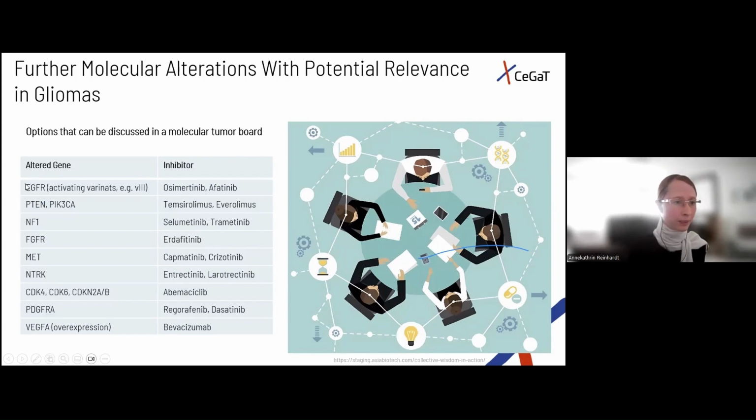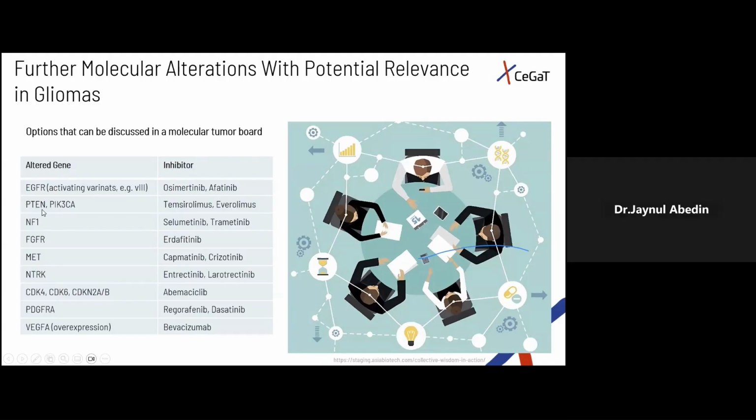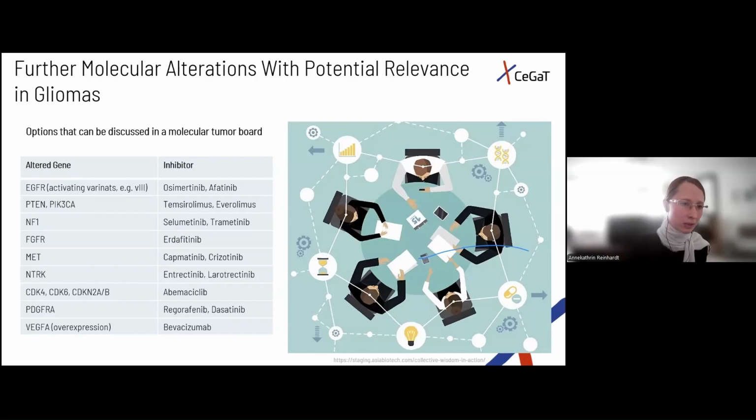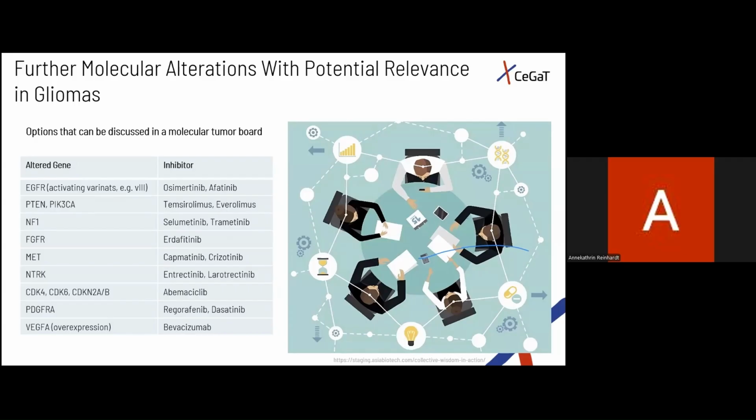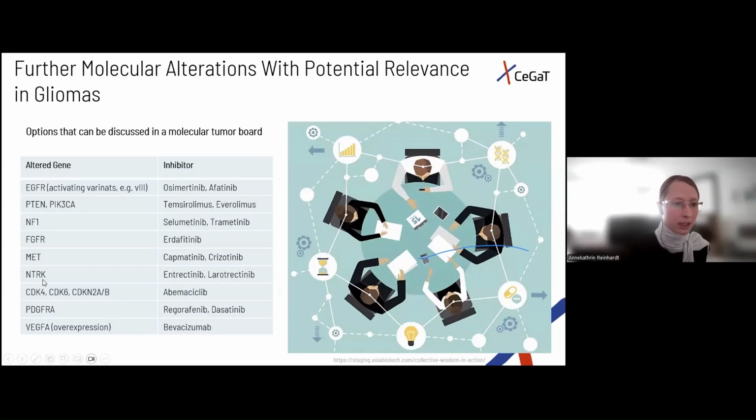For example, there can be other EGFR alterations that are activating, for instance, the variant 3. Not only amplifications, but also activating variants can occur, especially in glioblastoma. And there you can consider EGFR inhibitors. Then across entities, you can also have mTOR alterations, where you can give temsirolimus or everolimus.